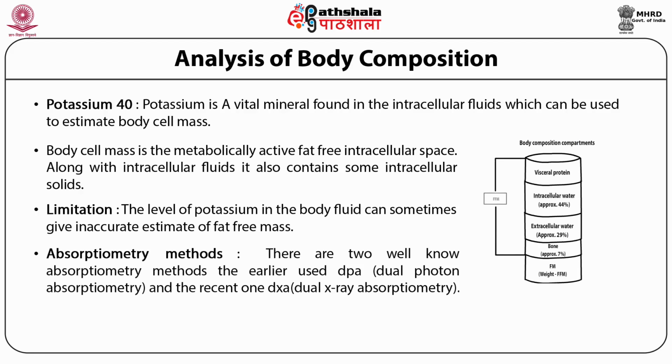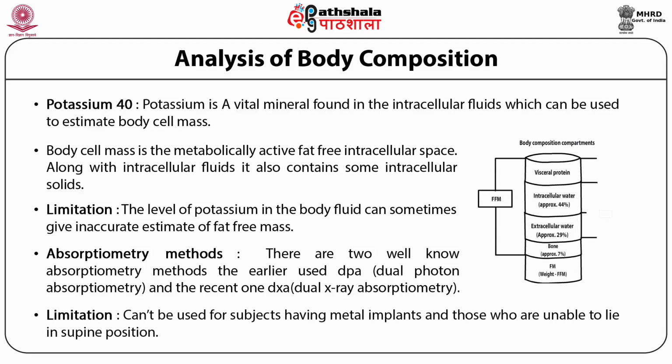Absorptiometry methods. There are two well-known absorptiometry methods: the earlier used dual photon absorptiometry and the recent one, DXA, dual X-ray absorptiometry. In this one, a radionuclide source and a digital detector were used. In DXA, a low energy X-ray source is used, which gives more accurate results. The method uses a two-component body composition model. It gives us an estimate of bone mass, lean body mass, and fat mass. But this method also has a limitation, as it can't be used for subjects having metal implants and those who are unable to lie in supine position.